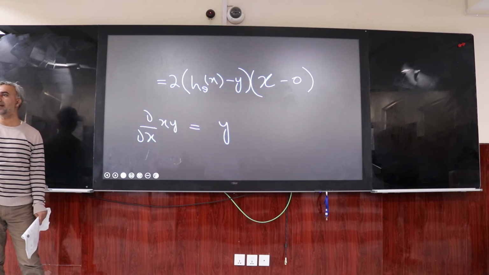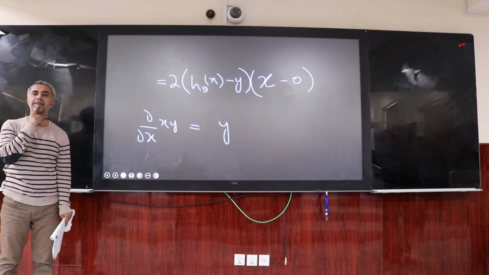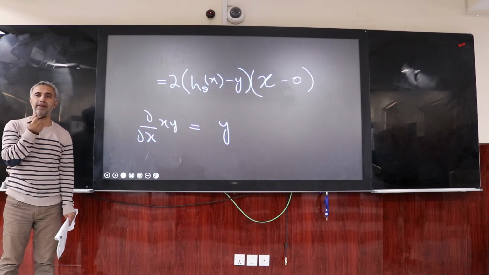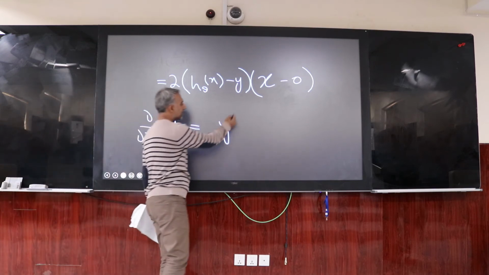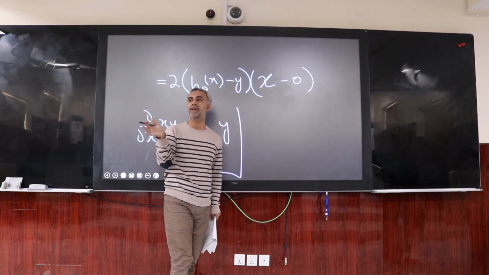Get it or not? No one? Not clear? dy dx of x is 1. Yes, okay, good. X-axis, see this, please.